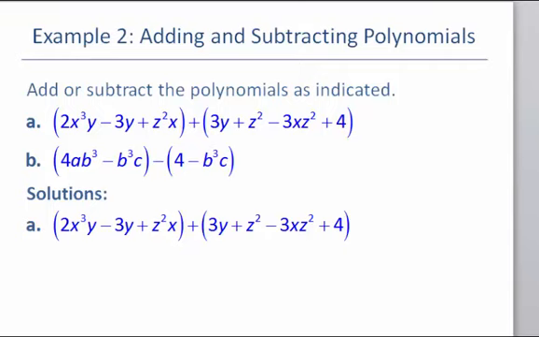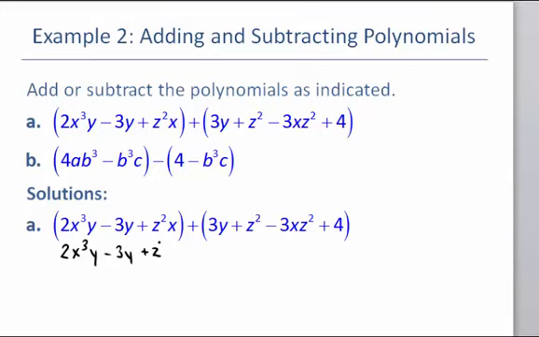So we have as our first problem in parentheses 2x to the third y minus 3y plus z squared times x. That's our first polynomial. And we're adding it to, in a second set of parentheses, 3y plus z squared minus 3x z squared plus 4. And so what we're going to need to look for here is anything that is common that can be combined. Since this is addition, I really don't need these parentheses, so I'm going to go ahead and rewrite our problem here and drop the parentheses.